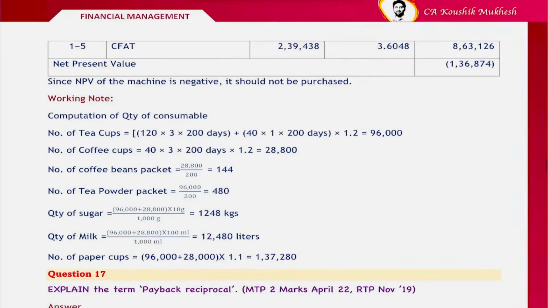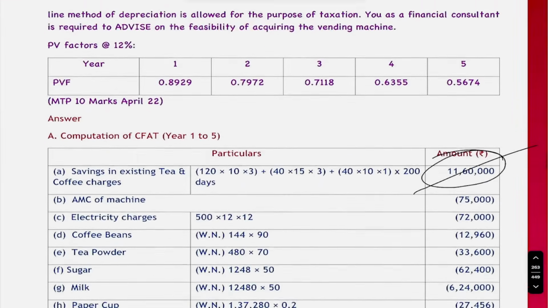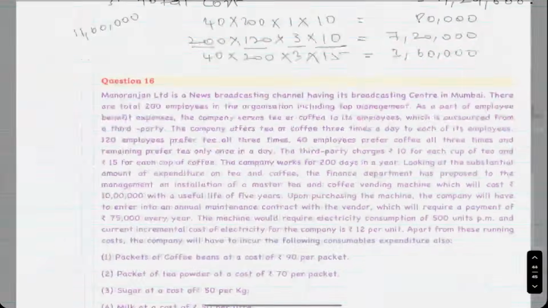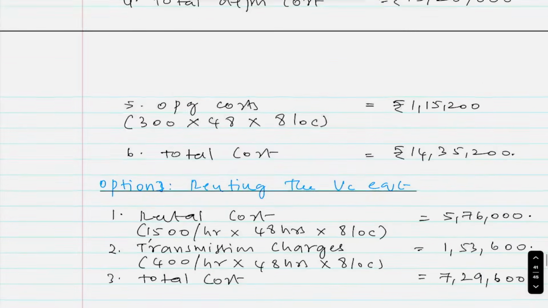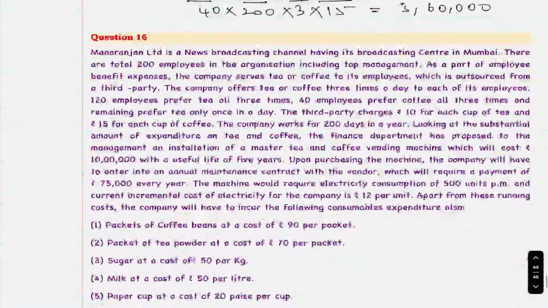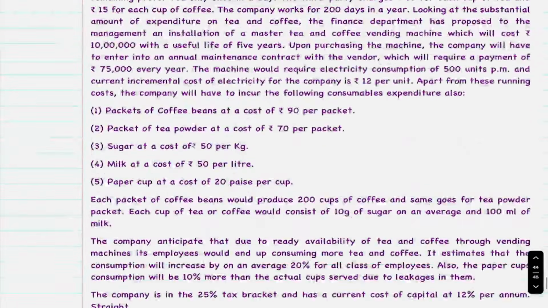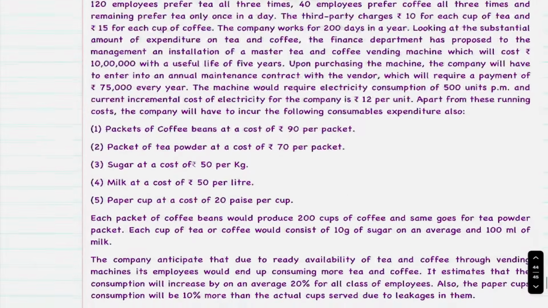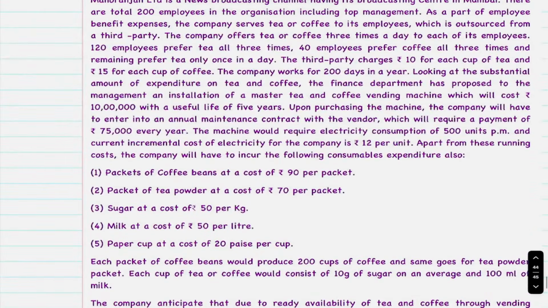So, where is the point? 11 lakh 60,000 we are going to save. If you go by the new method, you can save that entire 11 lakh 60,000, but you will incur a new cost. Correct? Now you tell by seeing the question.